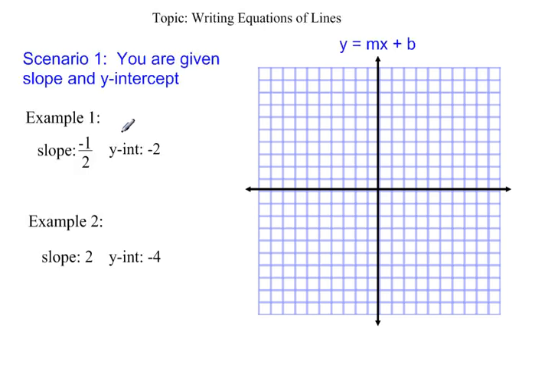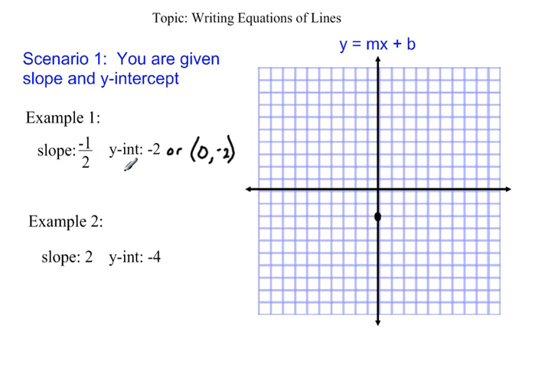All right. So first thing, for writing equations to lines, scenario 1, you're going to have questions that say write the equation of a line with a slope of, for instance, in example 1, -1/2, and a y-intercept of -2. You could also see that written as (0, -2). All right, so your y-intercept of -2 is going to be right here.